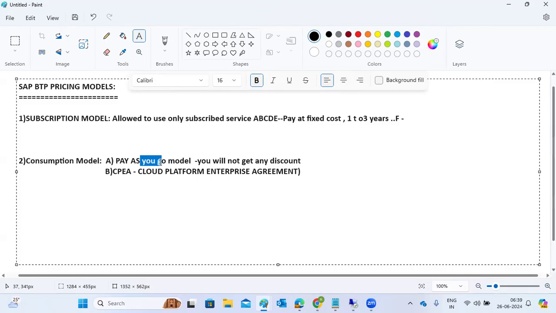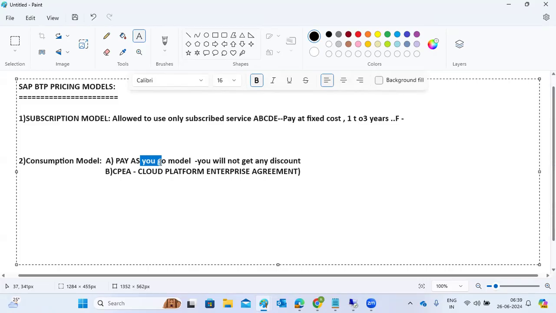These are the types of commercial models. With respect to the consumption-based model, organizations purchase the entitlements for current and future services, and we are eligible to use the current and future services in this model. Throughout the duration of the contract, we have the flexibility to switch services on and off, activate and deactivate.